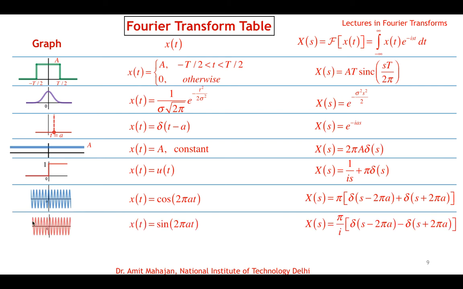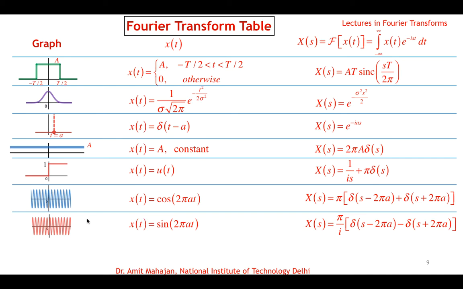Then there is a sine function, written as sine of 2 pi a t, and the Fourier transform of the sine function is pi by i times impulse at 2 pi a minus impulse at minus 2 pi a.